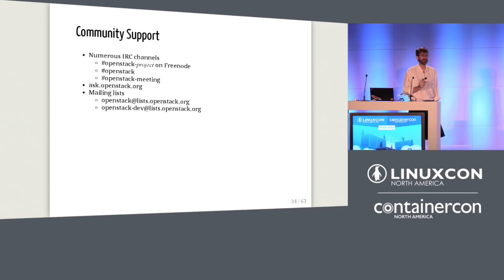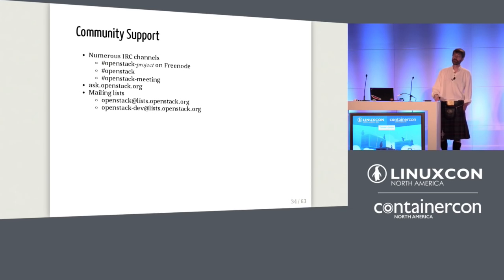But then each project, each sub-project, has their own independent IRC channel. So if you go to OpenStack-Nova on the Freenode IRC network, there will be discussion of development of Nova as well as the ability to ask questions and get support from the people that are developing it. So very active IRC community. IRC is the main way that projects tend to communicate. But like I said, when there is discussion on the IRC channel, that is then taken back to the mailing list for a more permanent record and the ability for people to participate who weren't there.